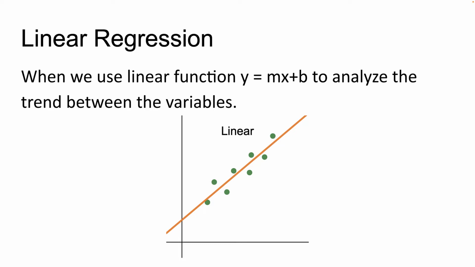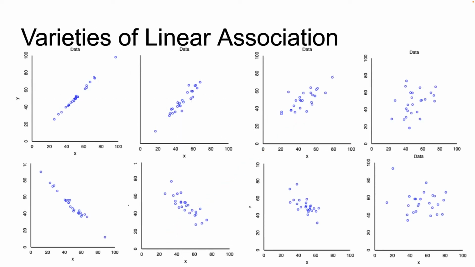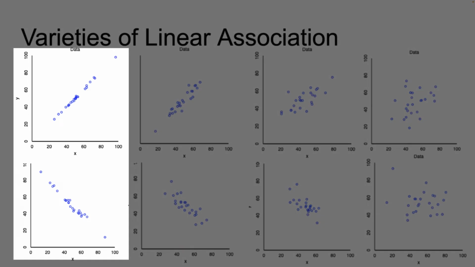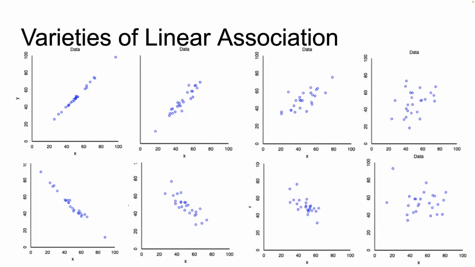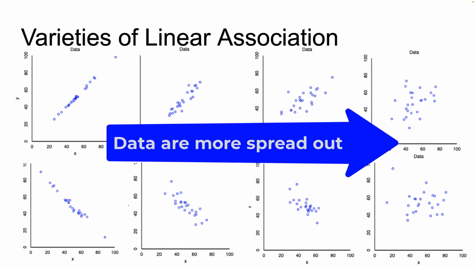Linear regression is when we use a linear function, such as y equals mx plus b, to analyze the trend between the variables. There's a wide variety of linear associations that we can consider. If you notice the two graphs on the very left, they tend to look more like a line. And as you look at the graphs from left to right, you see that the data points are definitely more spread out. In this case, we still describe them as linear association, even though they are not in a perfectly straight line. We're looking at a linear trend as opposed to a quadratic or exponential or logarithmic trend.